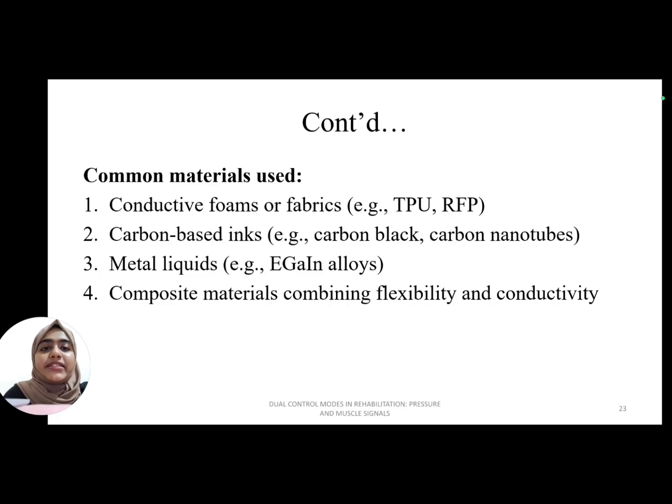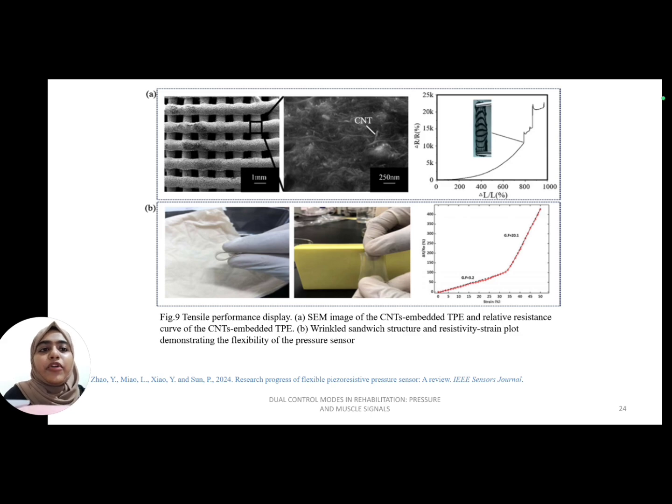These are the common materials used: conductive foams or fabrics, carbon-based inks like carbon black, carbon nanotubes, and metal oxides, and composite materials combining flexibility and conductivity. So these are the materials which are commonly used in piezoresistive sensors. This is a tensile performance display. We have an SEM image of the CNTs embedded in TPE and a relative resistance curve of the CNTs embedded in TPE. We also have a sandwich structure and resistivity. The plot shown there is a resistivity strain plot which demonstrates the flexibility of the pressure sensor.